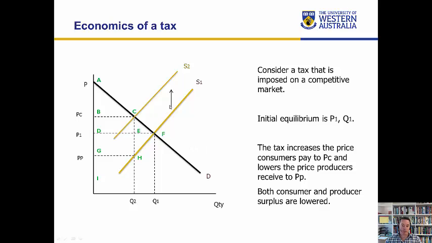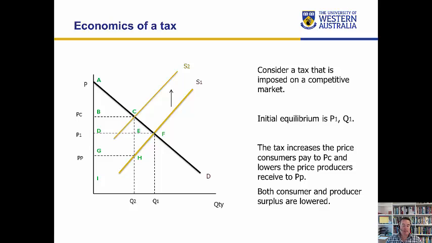So what I've done here, I've drawn a diagram with a tax imposed, and the dollar amount of the tax is equal to the vertical distance between S1 and S2. The initial equilibrium prior to the tax is P1 Q1, and I'll quickly tell you what the consumer and producer surplus was. Before the tax, when the equilibrium was at point F, consumer surplus was ADF and producer surplus was DFI.